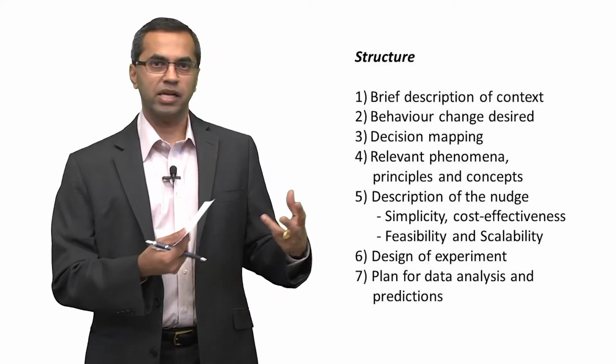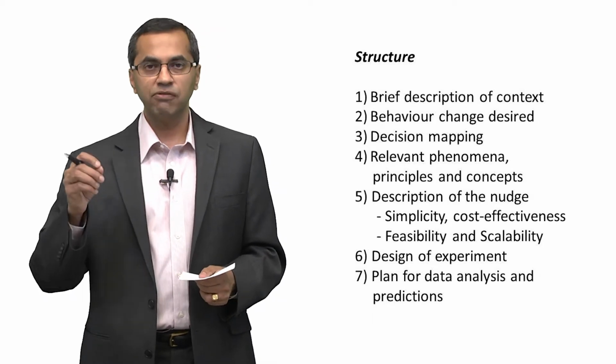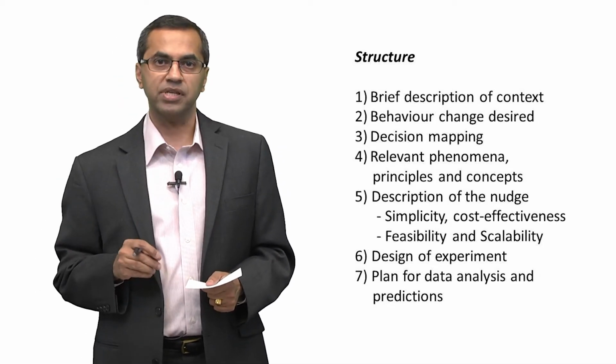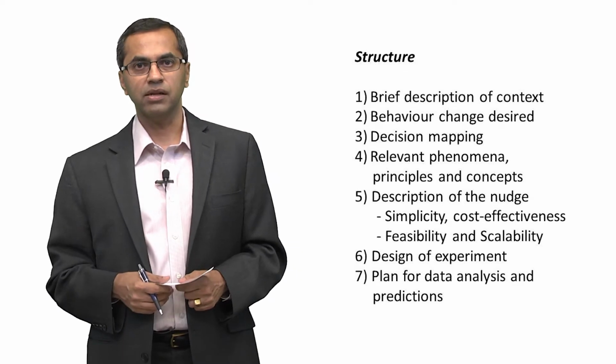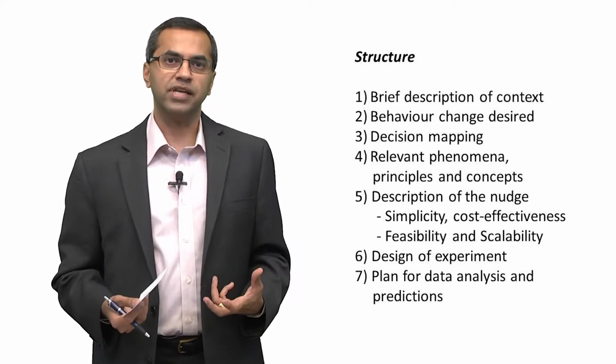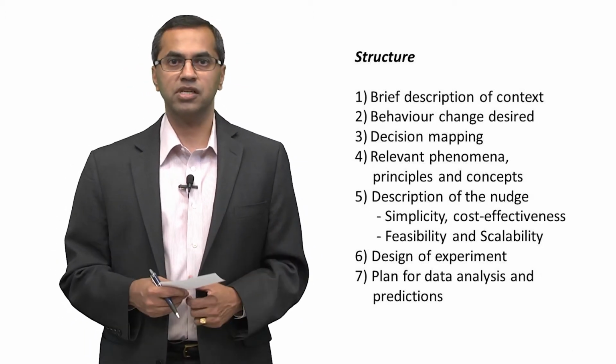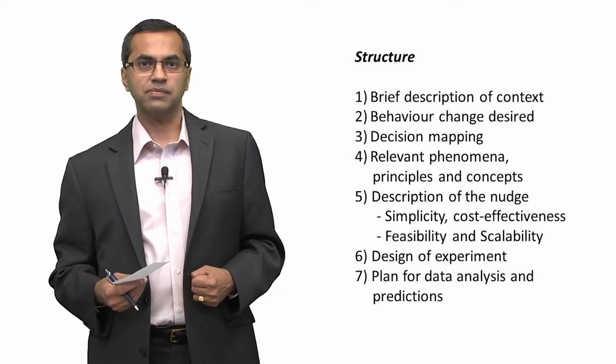Are you going to do it in a bank? Or are you going to do it in a gym? Be very clear physically where the intervention is going to happen. Is it online? Is it offline? And also, don't forget to tell the reader about the geographic context in which this nudge is happening. Which country are you going to implement this nudge in? Which city in that country?